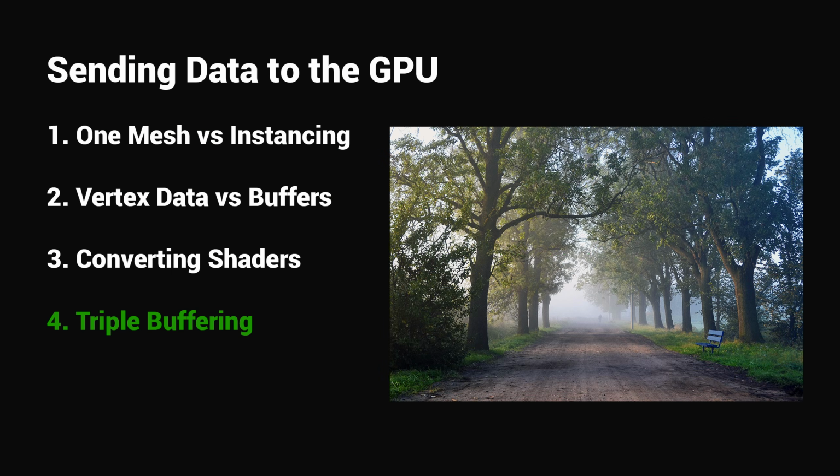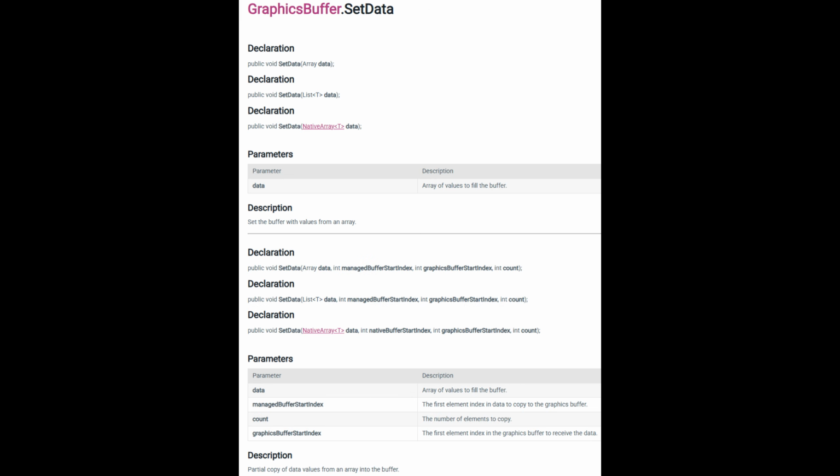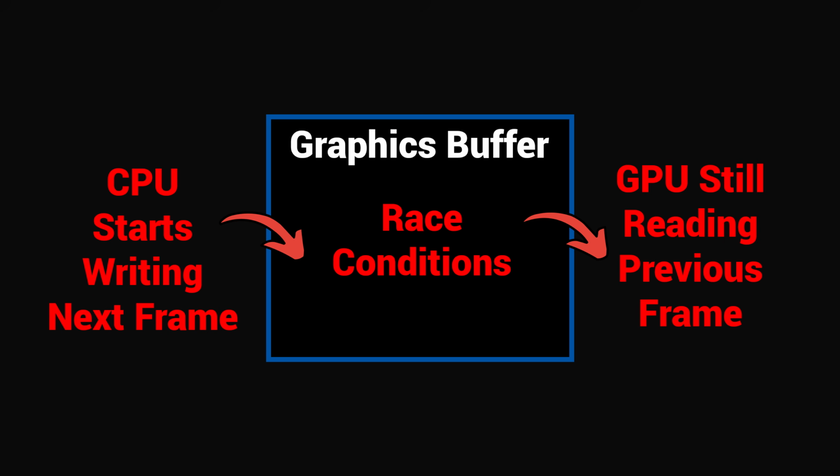and we're done. On the CPU side, we need to populate the structured buffer and call the indirect rendering. It turns out we can use lock buffer for write and unlock buffer after write to get a reference to the GPU memory of a buffer and edit it directly from within parallel jobs, rather than filling a buffer on the CPU and sending it through via the usual setData call. But there is a catch.